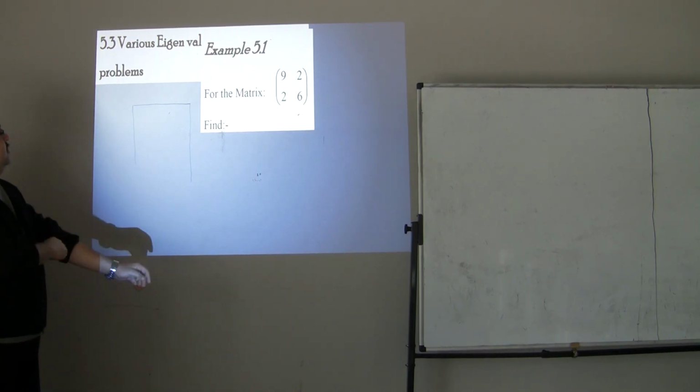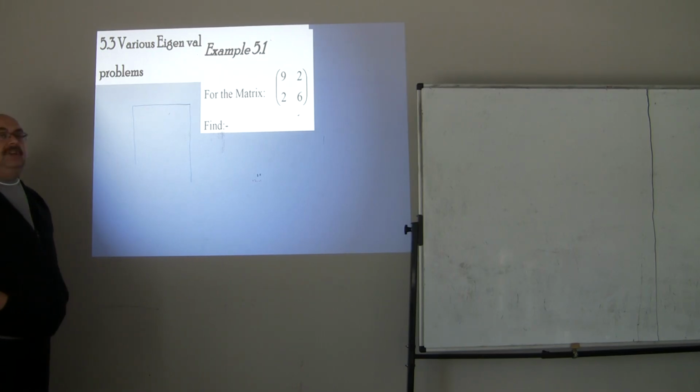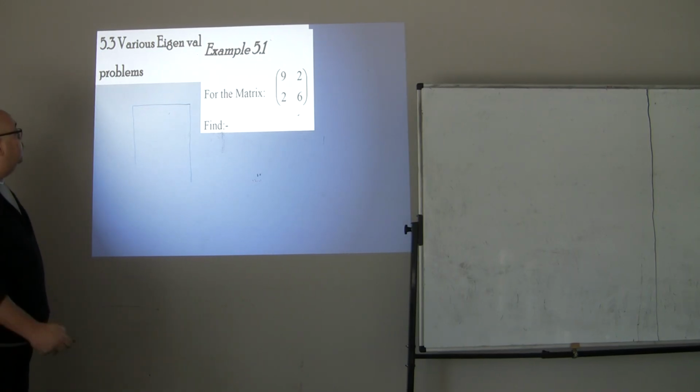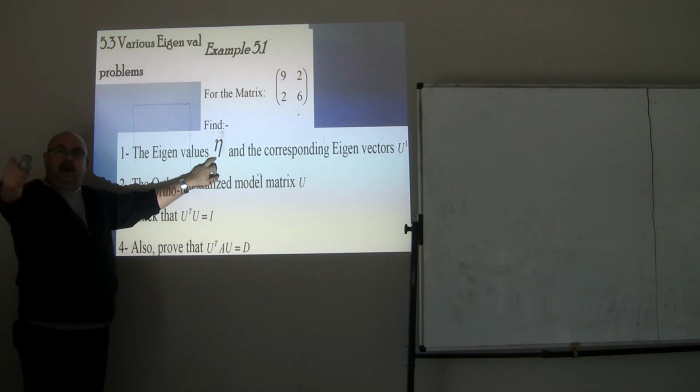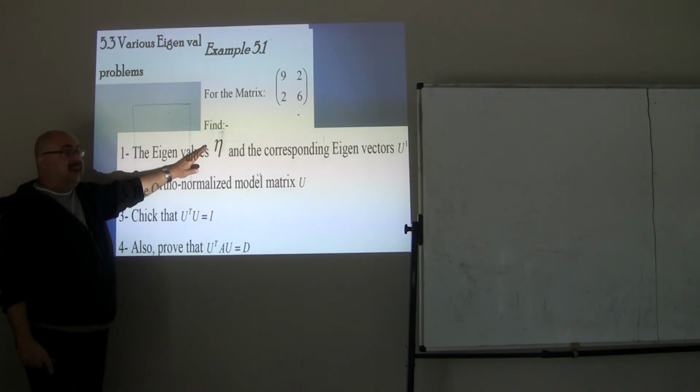So if I have the matrix 9, 2, 2, 6, I need to find the following. First of all, I need to find the eta values, which are the eigenvalues. Then after finding these eigenvalues, sometimes we call them the spectrum.